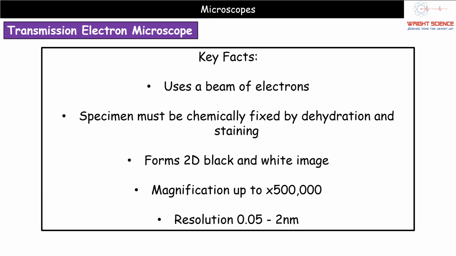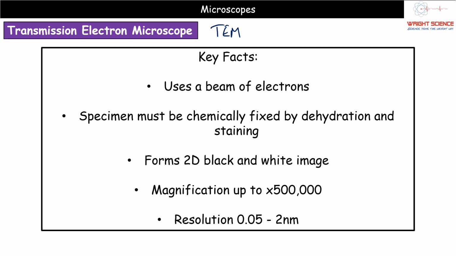Third type of microscope is the transmission electron microscope, or TEM for short. Now, in terms of the transmission electron microscope, rather than using light of any form, as the name suggests, we are using a beam of electrons. Now, before we can shoot electrons in a beam at our specimen, we need some very important conditions.